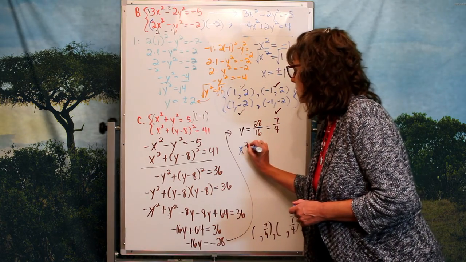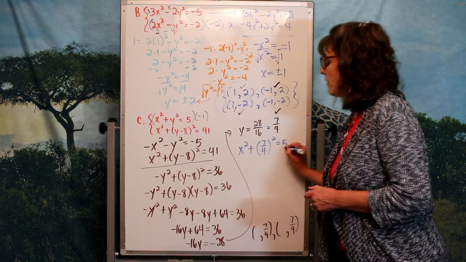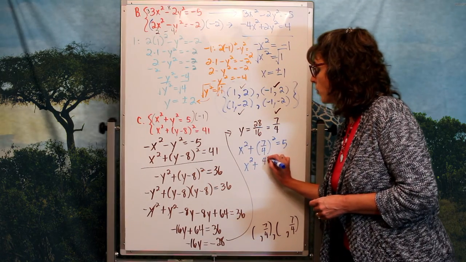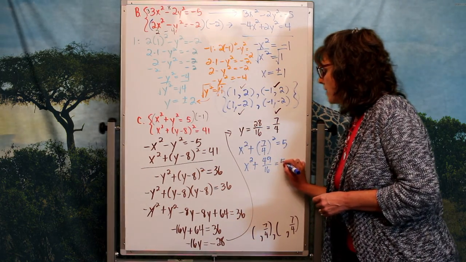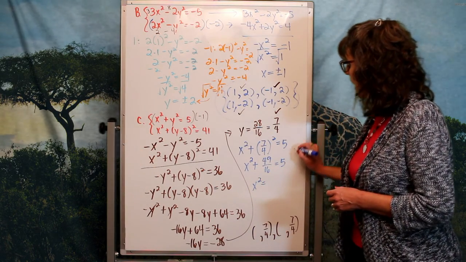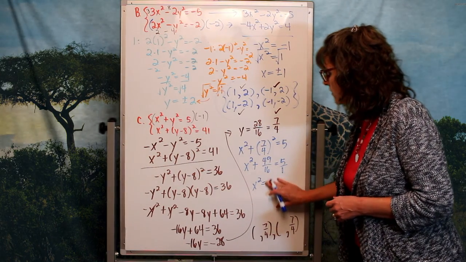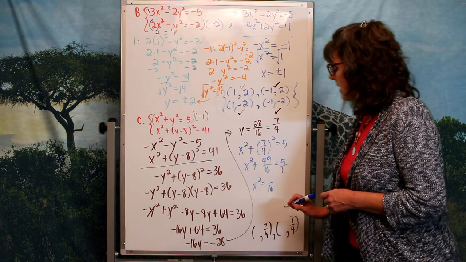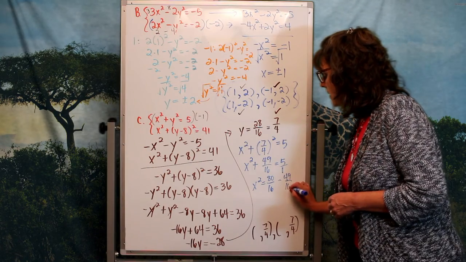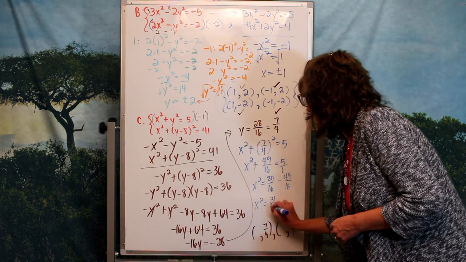So I'm going to take my 7/4 and plug it right here where this y is, and when I do, I get x squared plus 7/4 squared equals 5. Now when I square 7/4, I'm going to square the numerator and square the denominator, giving me 49 over 16. And then when I take 5 and subtract 49 over 16, I need that common denominator of 16. And so 5 is going to be 80 over 16 minus 49 over 16. That will give me x squared equals 31 over 16.